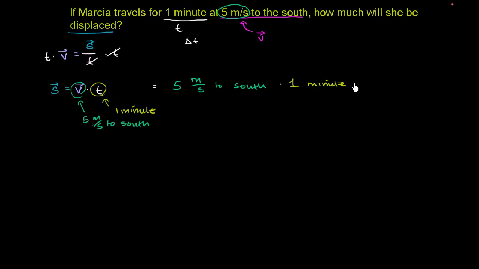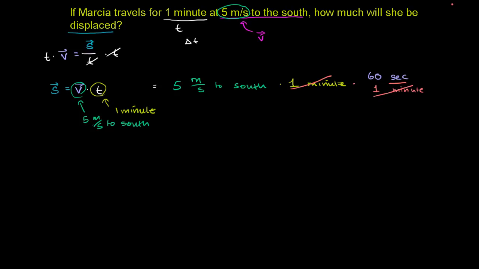1 minute times, and we want to get rid of the minute. The minute is essentially in the numerator right now. We could put this over 1. So we want to divide by minute, and we want to multiply by seconds. We want seconds in the numerator. And how many seconds are there per minute? You have 60 seconds for every 1 minute. So the minute cancels out with the minutes. And now you have 5 meters per second to the south times 60 seconds.